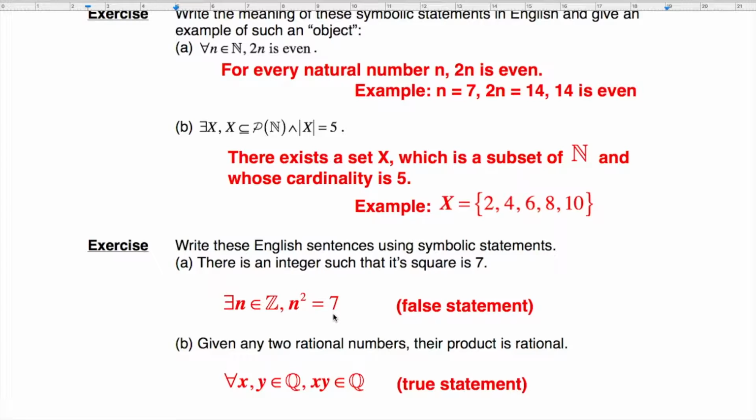B. Given any two rational numbers, their product is rational. So for all x and y in Q, xy is in Q. And that's a true statement.